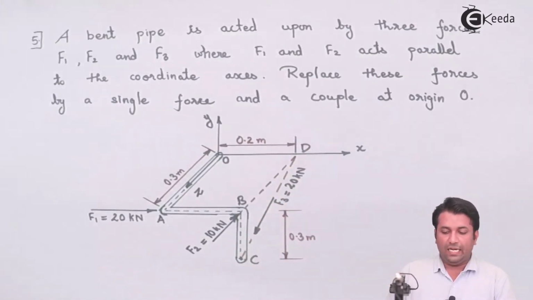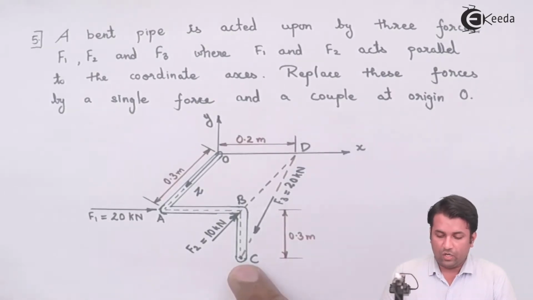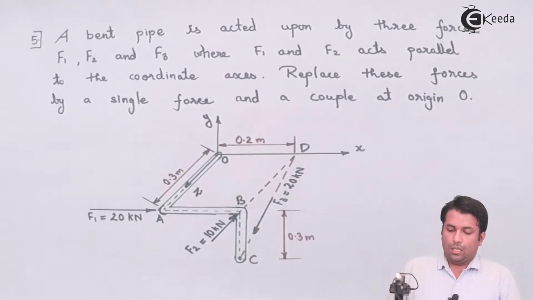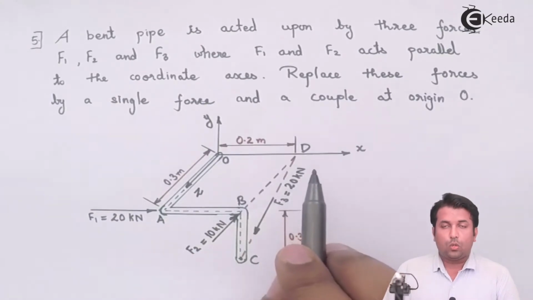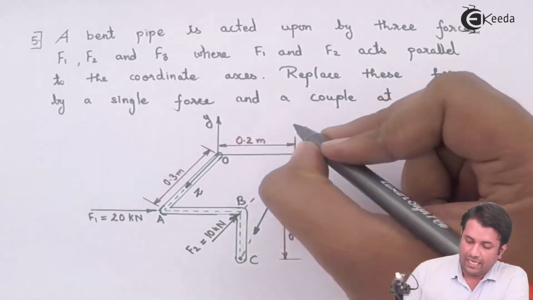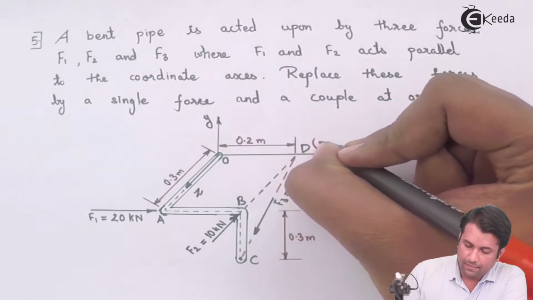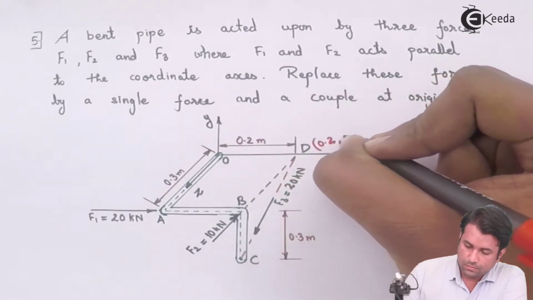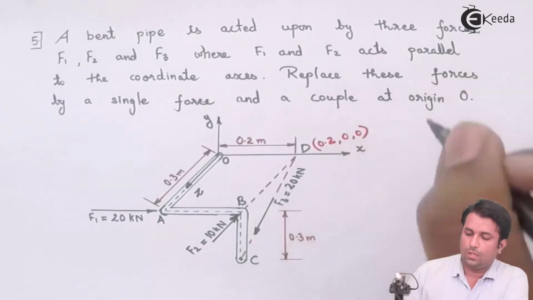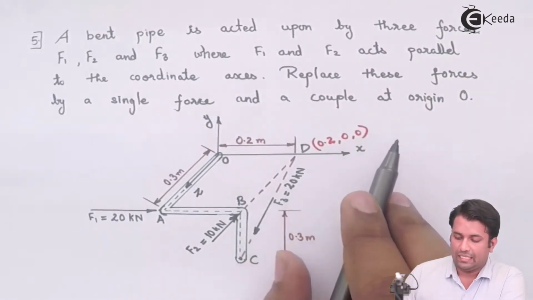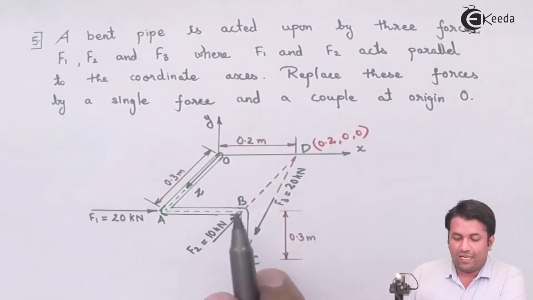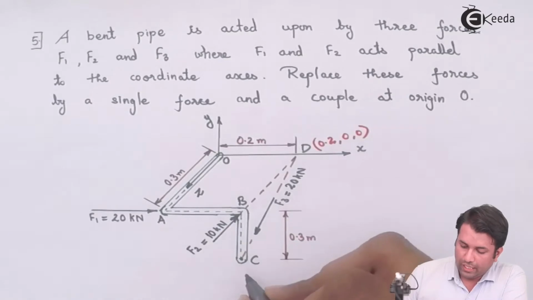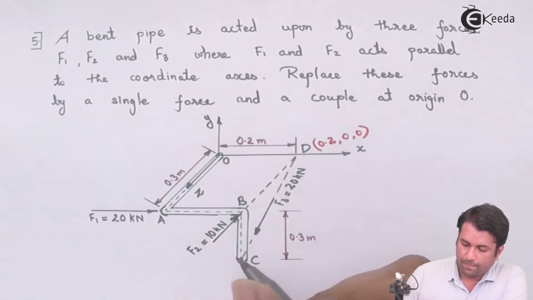But to do that, I need to first find the coordinates of points D and C. Point D lies on the x-axis, so the y coordinate and z coordinate will be 0. So the coordinates will be 0.2, 0 and 0. Whereas point C is lying somewhere in space, so I need to find its coordinates.